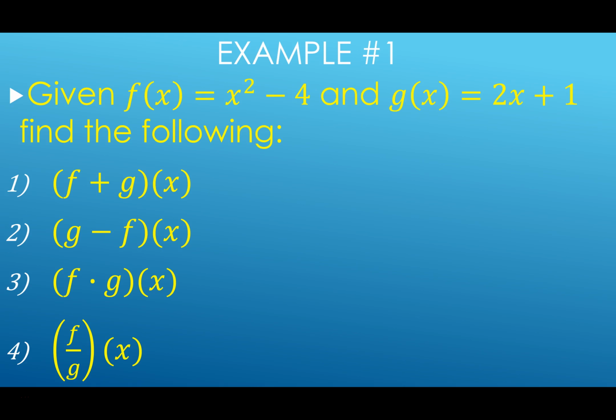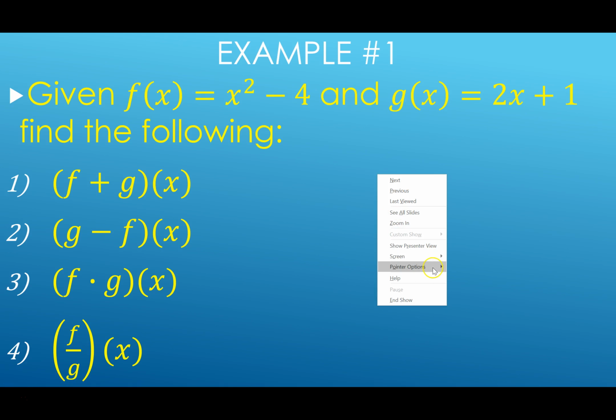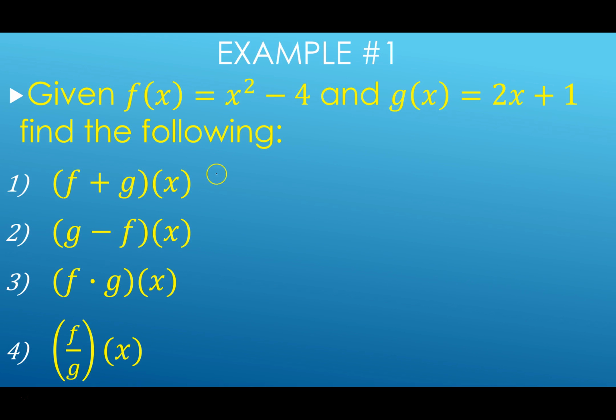So when we're adding our f plus g, we're just simply going to add the two functions together. Nothing too crazy about that. So we're going to go ahead and do x squared minus 4 plus 2x plus 1. The key is to make sure we combine like terms. So when we combine the like terms, we'll get x squared plus 2x minus 3. And that's the value of f plus g.